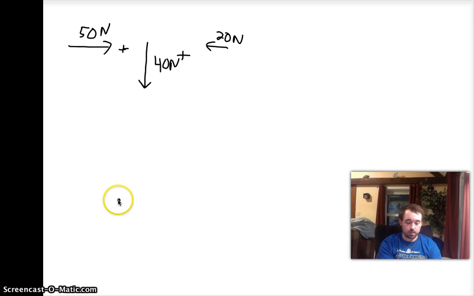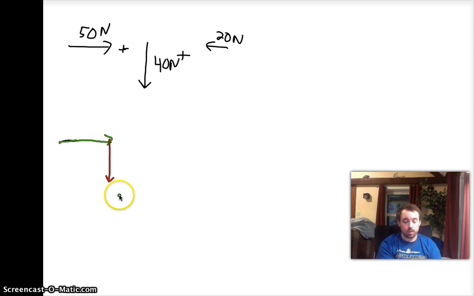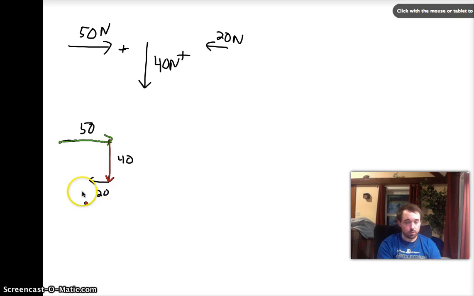So same idea. We once again want to start tip to tail. So 50, down 40, trying to get these about the right length here, 50, 40, and then 20. Something like that. We got a little bit of an issue. Well, not really. So what do we do here? This doesn't make a triangle. It still works the same.